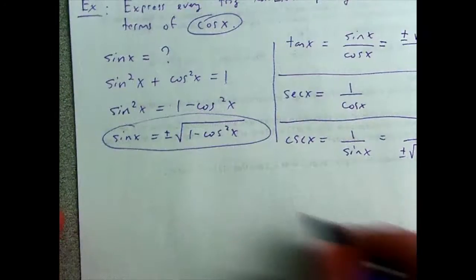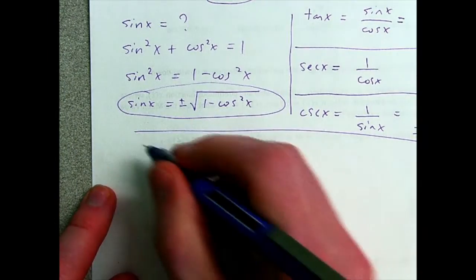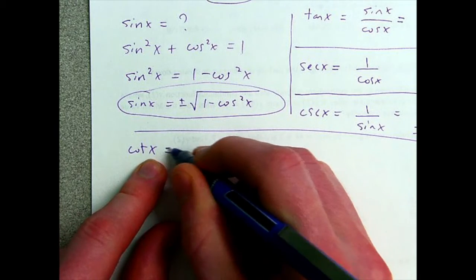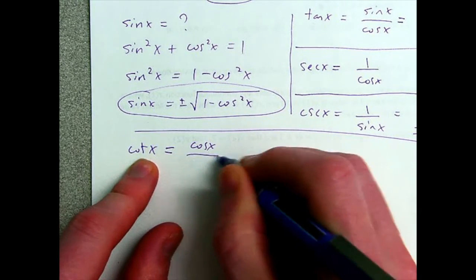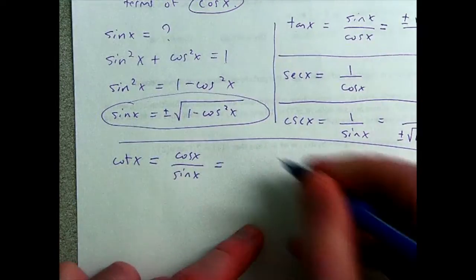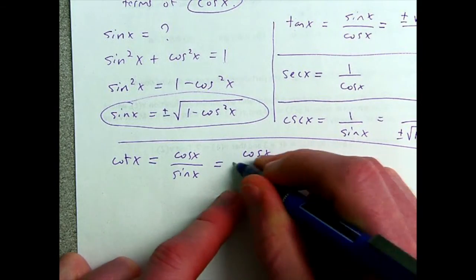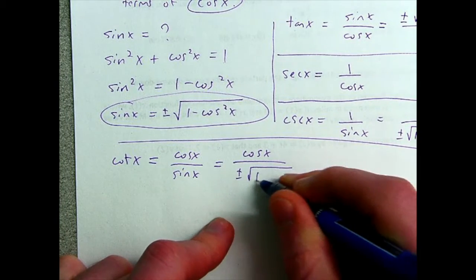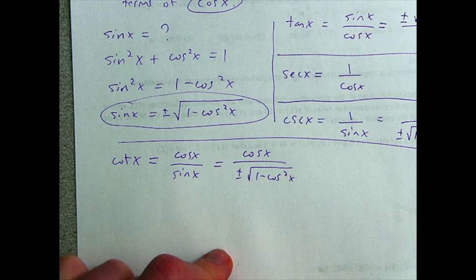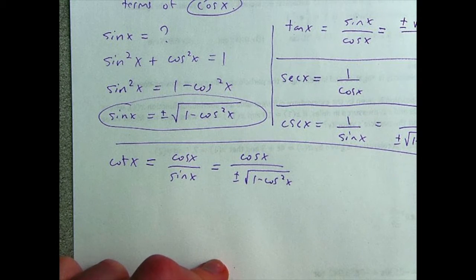Okay, and then I suppose last but not least would be the cotangent function. So what can I say about cotangent? Well, cotangent I know is cosine over sine. And once again, I can replace the sine here with this expression. So I have cosine of x over plus or minus root 1 minus cosine squared of x. So that's expressing all 6 trig functions in terms of cosine alone.